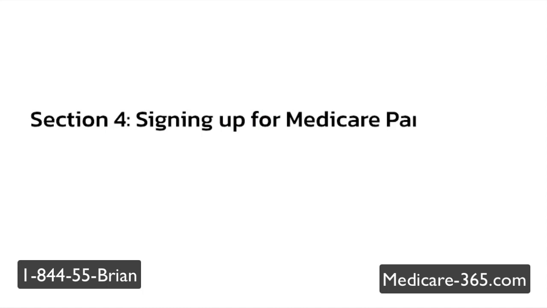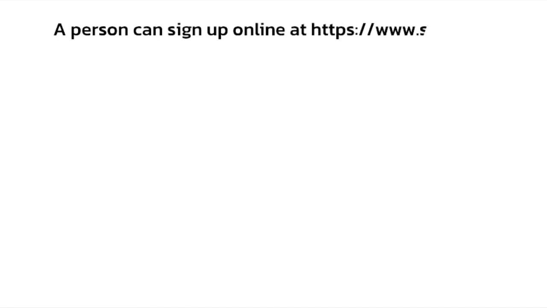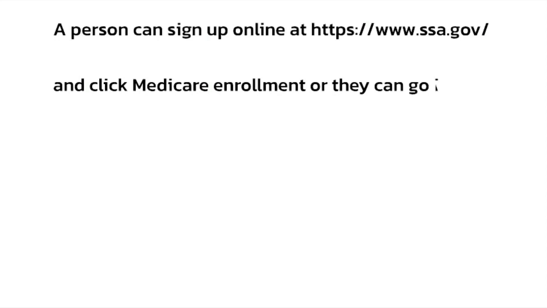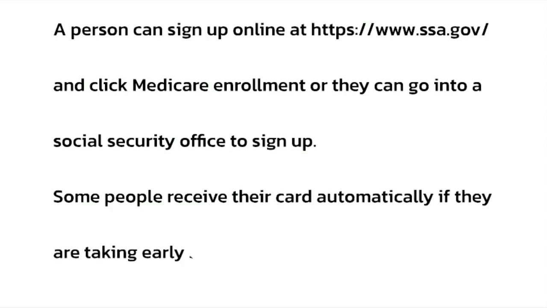Section 4. Signing up for Medicare Part A and B. A person can sign up for Medicare online at ssa.gov and click Medicare Enrollment, or they can go into the Social Security office to sign up. Some people receive their card automatically if they are taking early Social Security benefits.